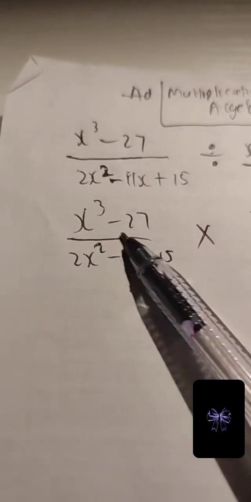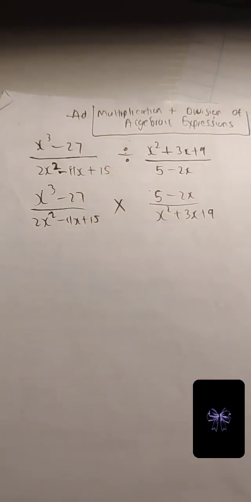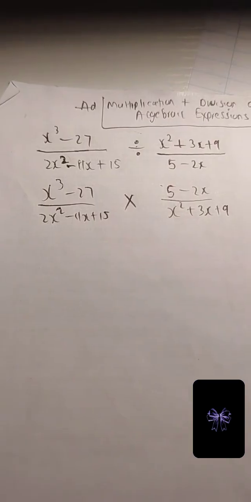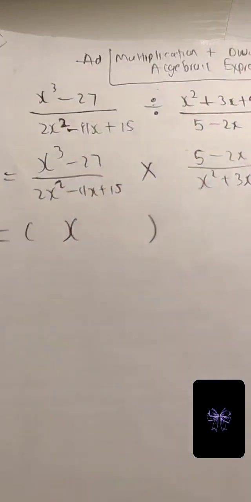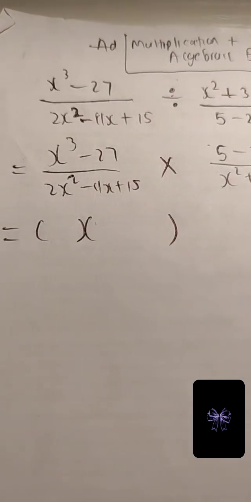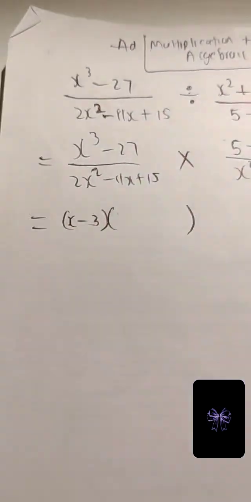So here, x cubed minus 27. It's a difference of two cubes. So how do we factorize the difference of two cubes? We're going to open two brackets, a small bracket and a big bracket. So we are just going to say x minus 3. Thank you. X minus 3.